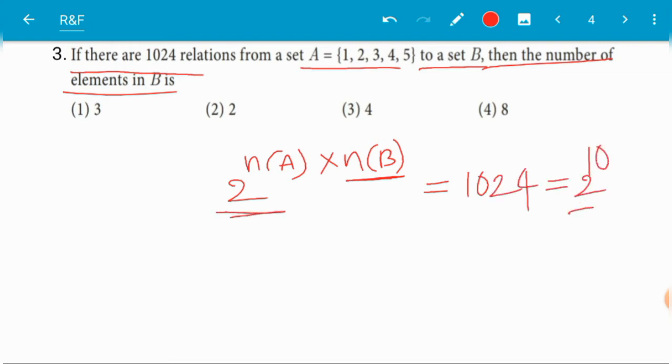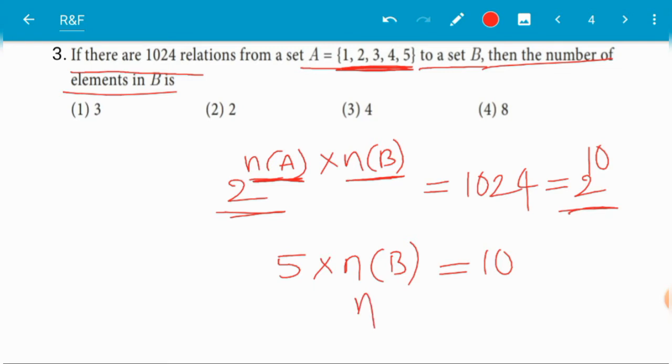So this and this both equate, bases are equal, so equate the powers. N of A means the number of elements in A. How many do we have? We just count here, 5 elements we have. So 5 into n of B is equal to power 10, so 10. So if 5 goes across, n of B is equal to 2 will come. So option 2 is the correct one. This is also very easy and important.